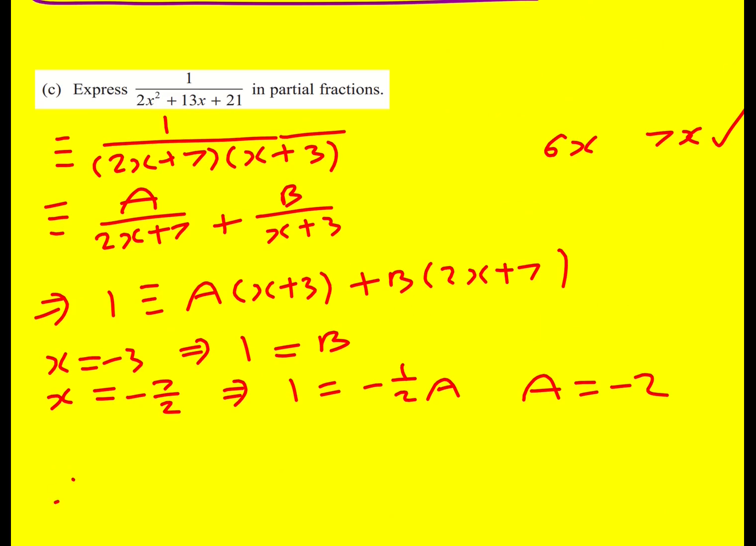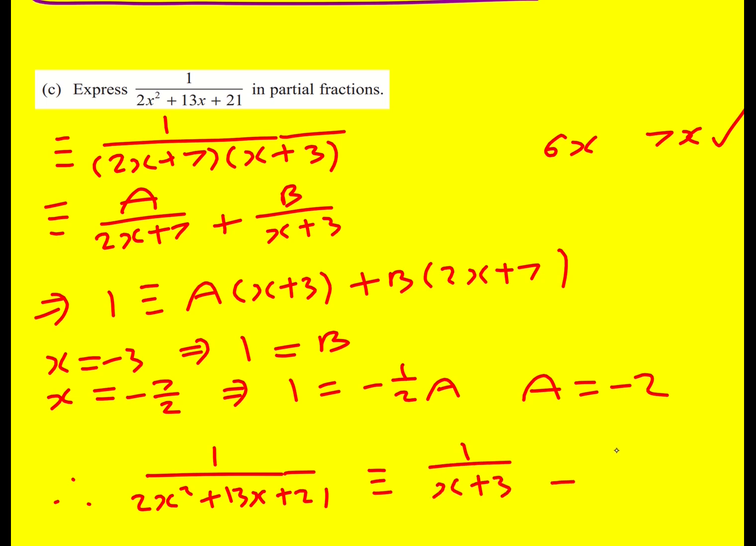And therefore, overall, 1 over 2x squared plus 13x plus 21 is identical to 1 over x plus 3. I'm going to write that one first because it's positive, minus 2 over 2x plus 7.